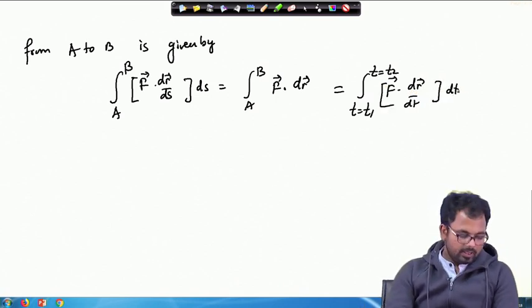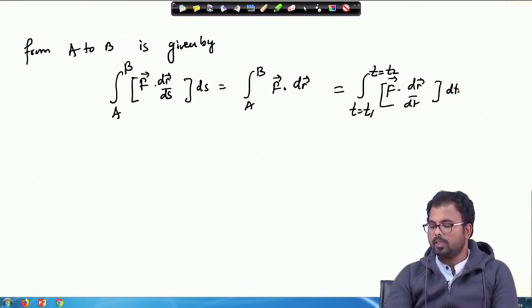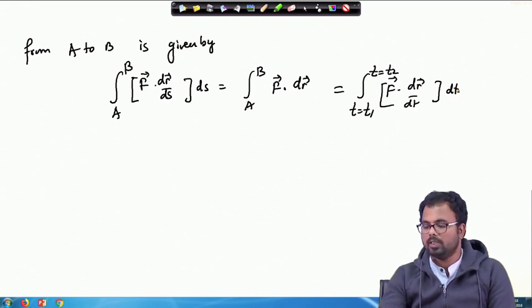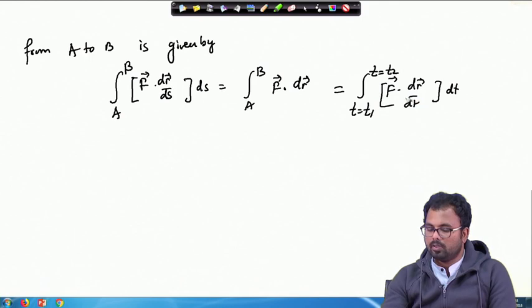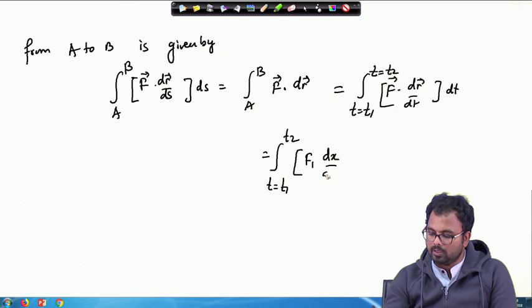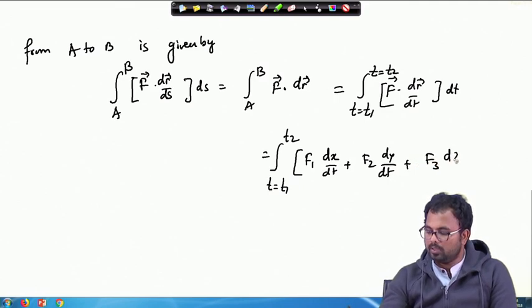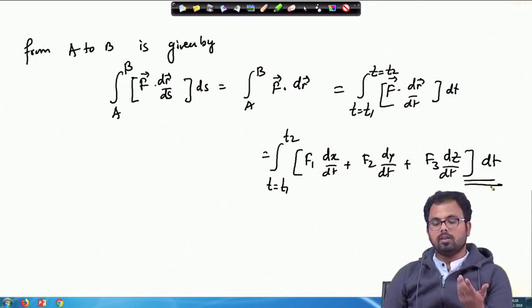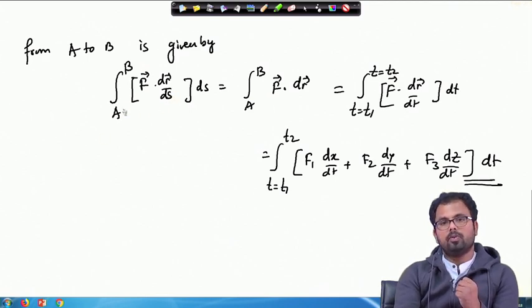So basically the point A is attained at t equals t1, and the point B is attained at t equals t2. So we divide dr by dt, and we multiply it by dt, and that is basically your integral of F dot dr/dt. We can also write it in the Cartesian form. So this one will be F1 times dx/dt plus F2 times dy/dt plus F3 times dz/dt, times dt. So this is the required integral of this function F dot dr/ds from the point A to B.